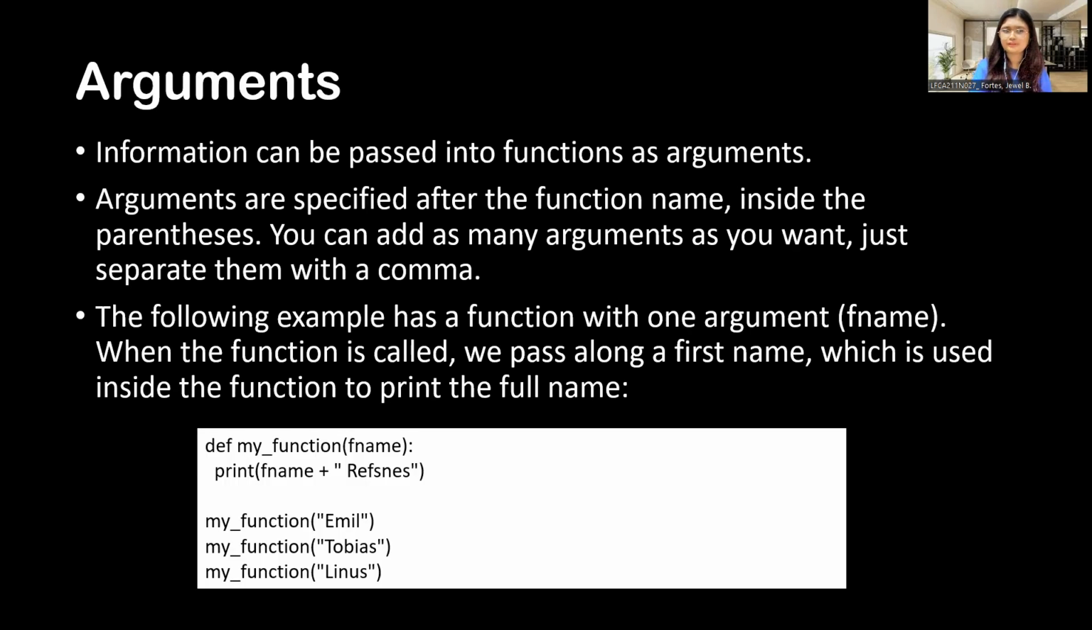What is an argument? Information can be passed into a function as an argument. Arguments are specified after the function name, inside the parentheses. You can add as many arguments as you want. Just separate them with a comma. The following example has a function with one argument. When the function is called, we pass along a first name, which is used inside the function. So this is the example.